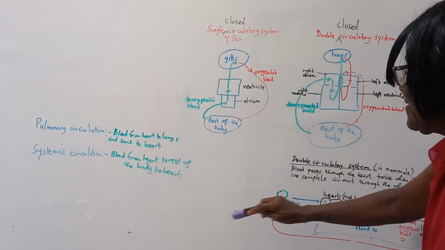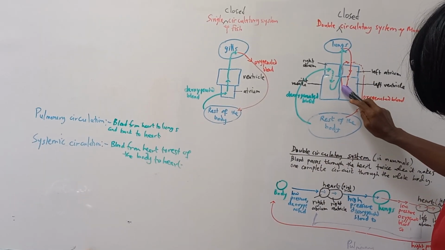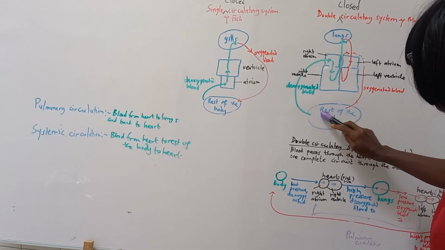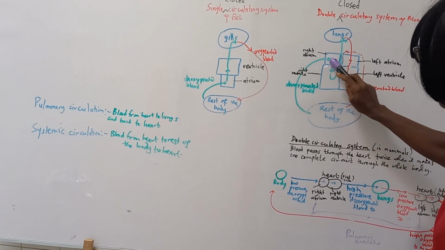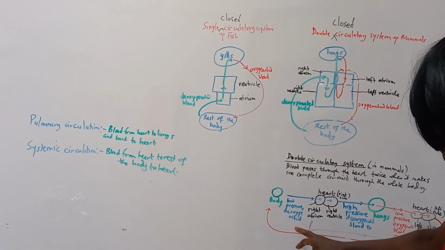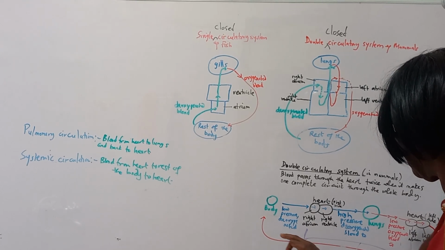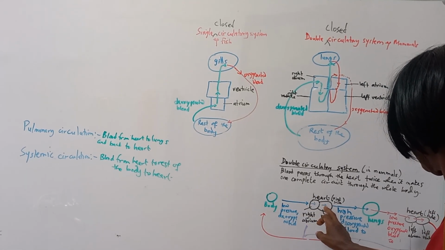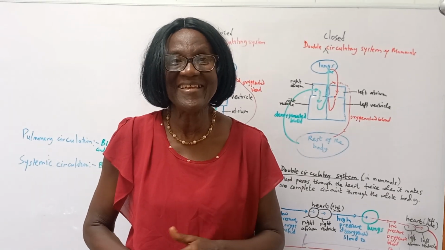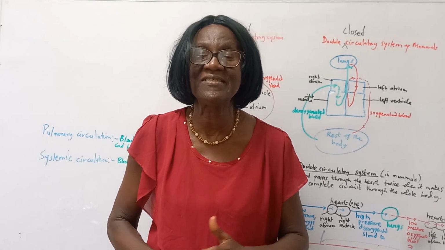Systemic. Blood from heart to the rest of the body. So from here, the left ventricle sends blood to all the rest of the body, and it comes back to the heart, to the right atrium. So systemic circulation is blood from heart to all over the body and back to heart. That's systemic circulation. So this brings us to the end of our lesson on explanation of these circulation terms.